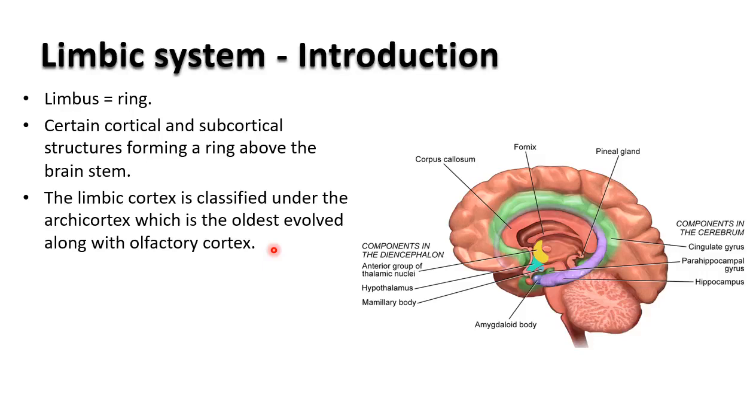So that is one of the functions. So first of all, it is considered under the archicortex, the oldest cortex. Paleocortex, one good example is your globus pallidus, whereas the remaining part of your cortex, your sensory motor cortex, prefrontal area, all those things are neocortex.